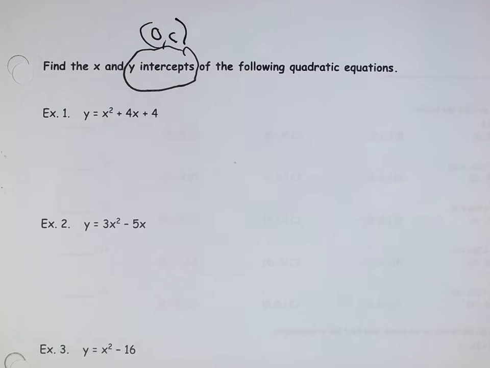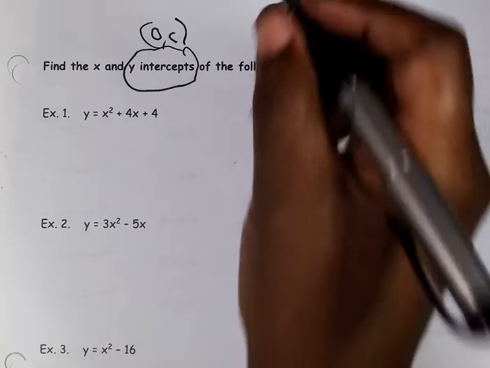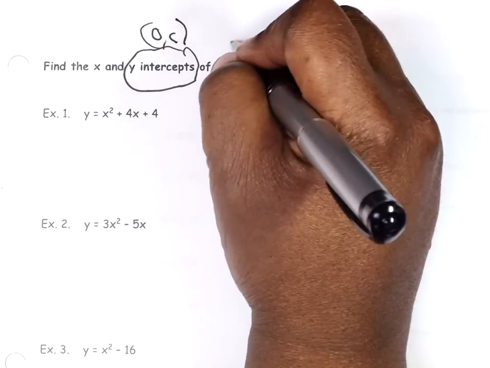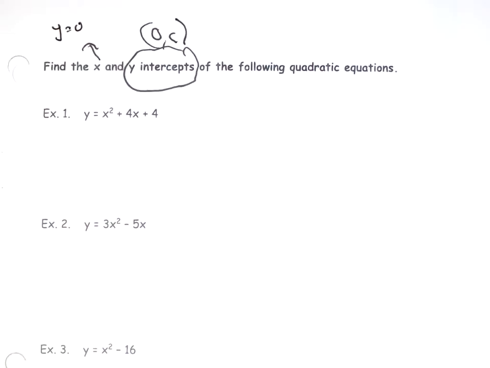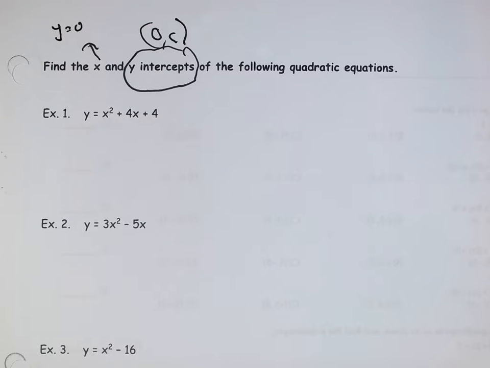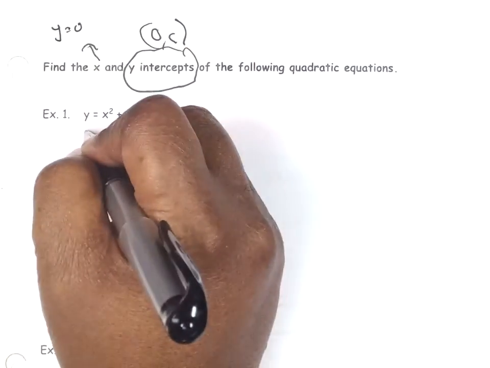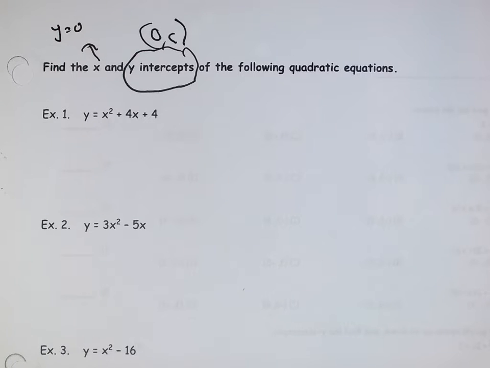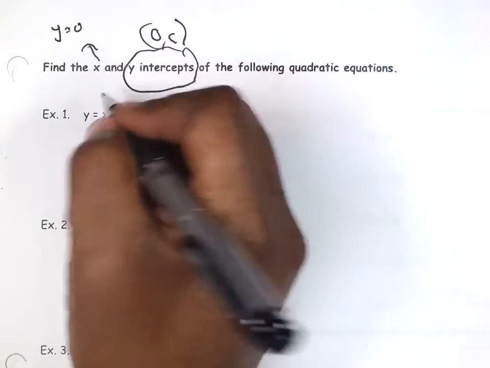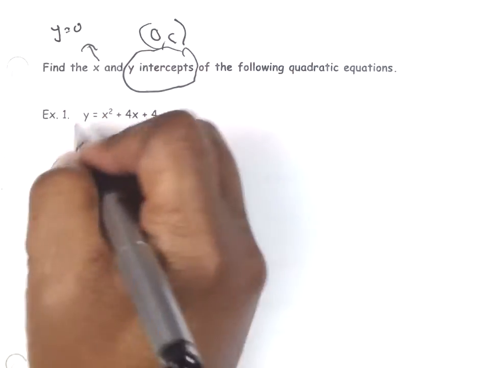The x-intercept, just like for lines, when we find the x-intercept, we have to let y equal 0. So when you cross the x-axis, y is 0. When you cross the y-axis, x is 0. So when I set y equal to 0, I'm going to wind up with a quadratic in standard form. So I'm either going to have to factor or use the quadratic formula. But let's do the y-intercept first because it's easier.